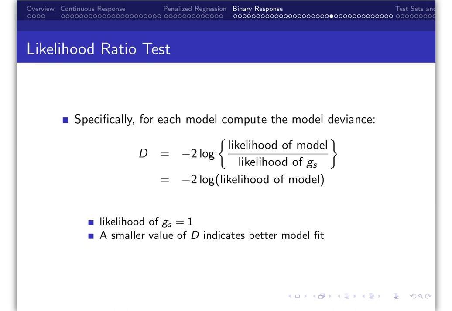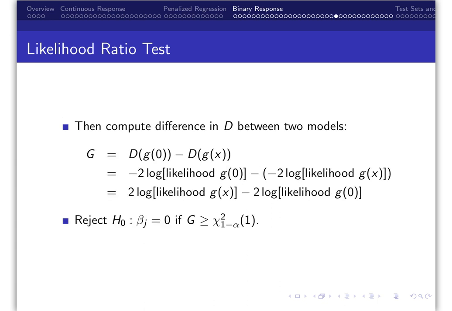For each model, we compute the deviance, which is minus 2 times the log likelihood ratio comparing the likelihood of the model versus the likelihood of the saturated model. As mentioned, the likelihood of the saturated model is 1, so the larger the numerator, the smaller the deviance. The smaller the deviance indicates a better model fit. The likelihood ratio test is then the difference in deviance between the two models.